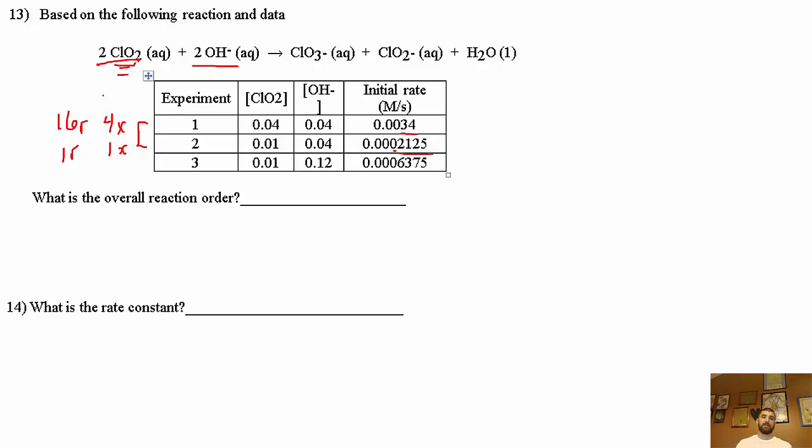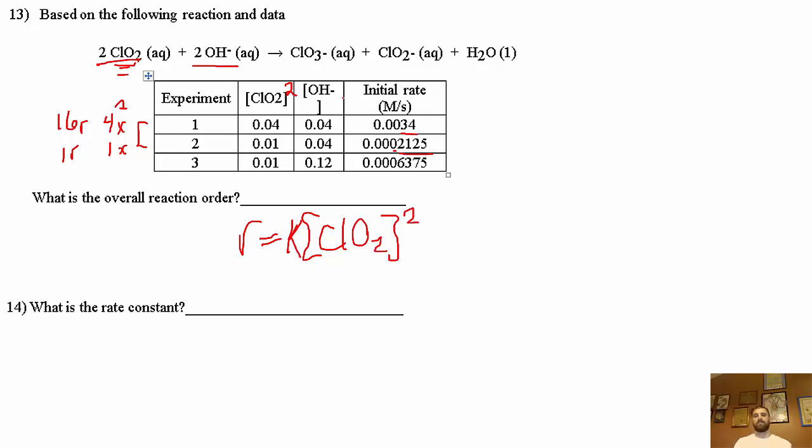So what's that tell you about its reaction order? Well, 4 to 16, well, that's 4 squared. So we know that ClO2 is going to be second order. Right, so let me just start writing the rate law. ClO2 is going to be second order. All right, well, what about OH?